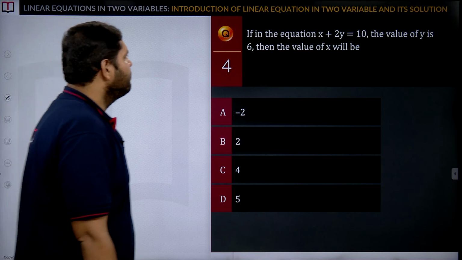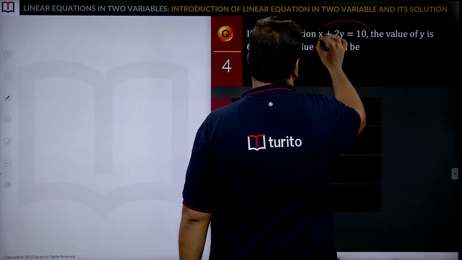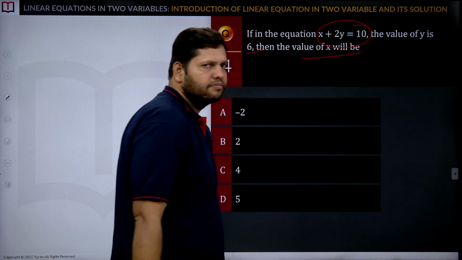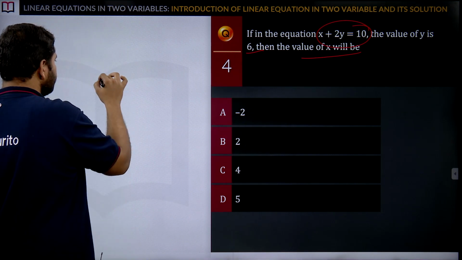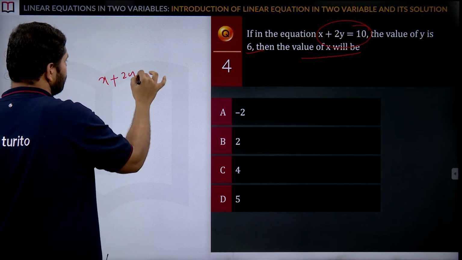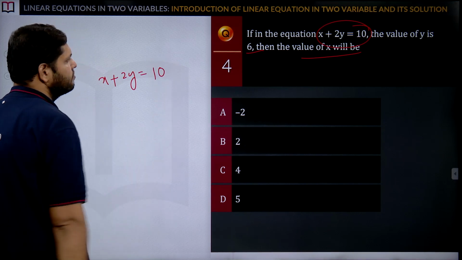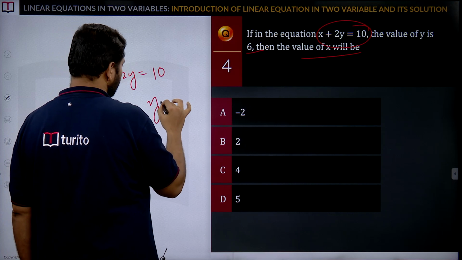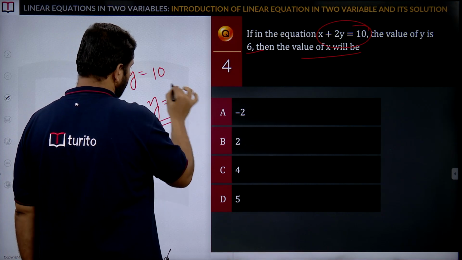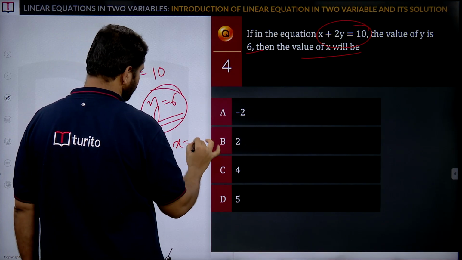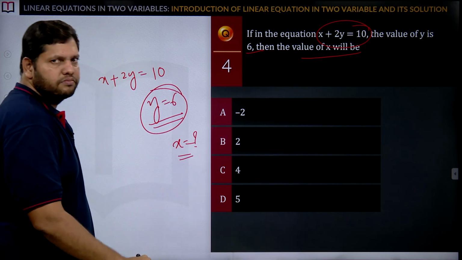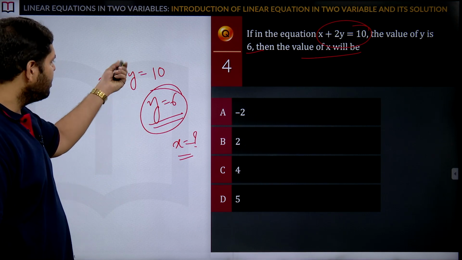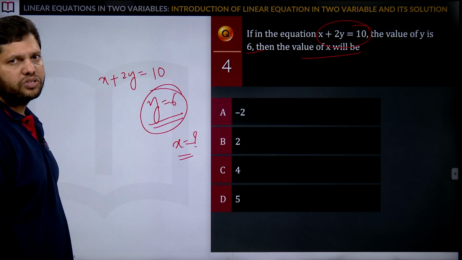Next one. If in the equation x plus 2y is equal to 10, the y value is 6, then what is the value of x? Children, look at the equation. What is the equation, children? x plus 2y is equal to 10. In that they clearly mention the y value. So y is equal to 6. If the y value is 6, they are asking what is the x value. How can we find the x value, children? It's very simple. Substitute the y value in the given equation and find the x value, children.